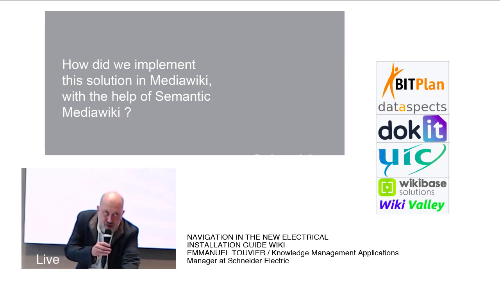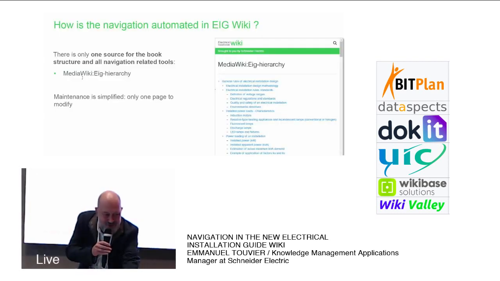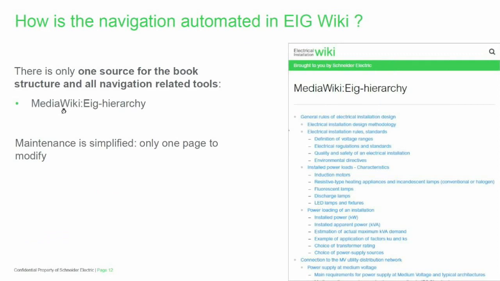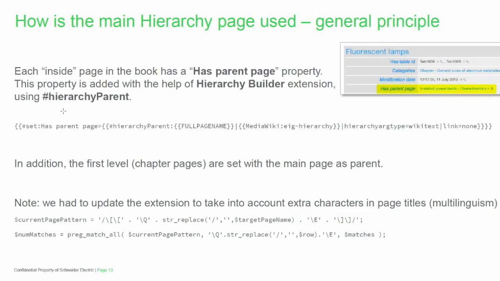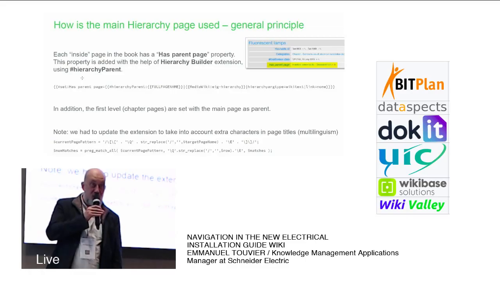We use Semantic MediaWiki, but with, in fact, only one property. The menu is based on one page, which describes the hierarchy of the pages, and this is the only page used to navigate. So the only property we use is "has parent page", and it is added to each page with the Hierarchy Builder extension.